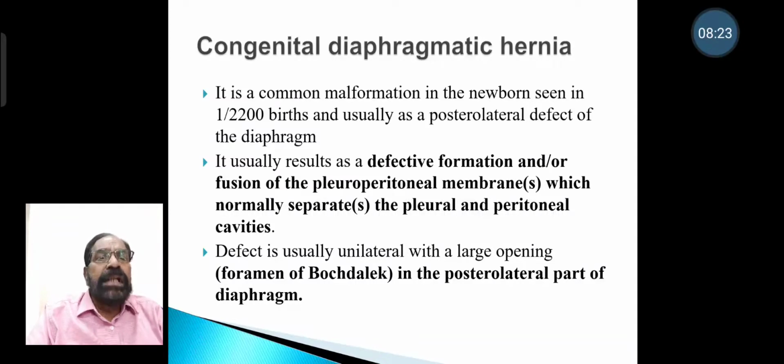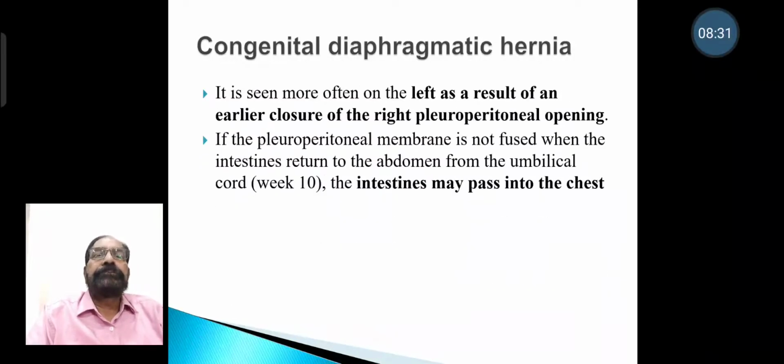Defect is usually unilateral with a large opening called the foramen of Bochdalek in the posterolateral part of diaphragm. It is seen more often on the left side as a result of an early closure of the right pleuroperitoneal opening. If pleuroperitoneal membrane is not fused, when the intestines return to the abdomen from umbilical cord in 10th week, the intestines may pass into the chest.